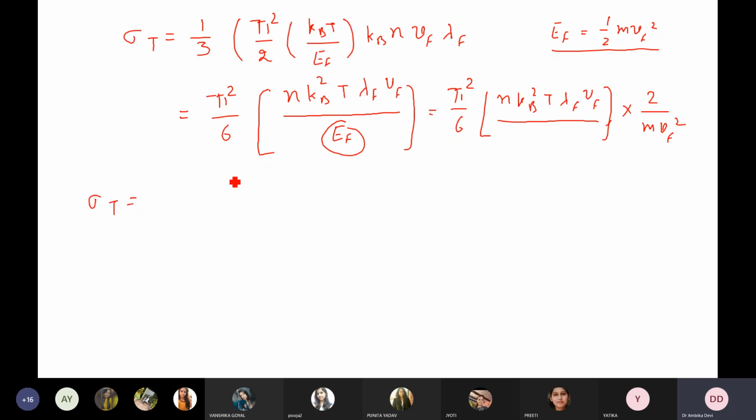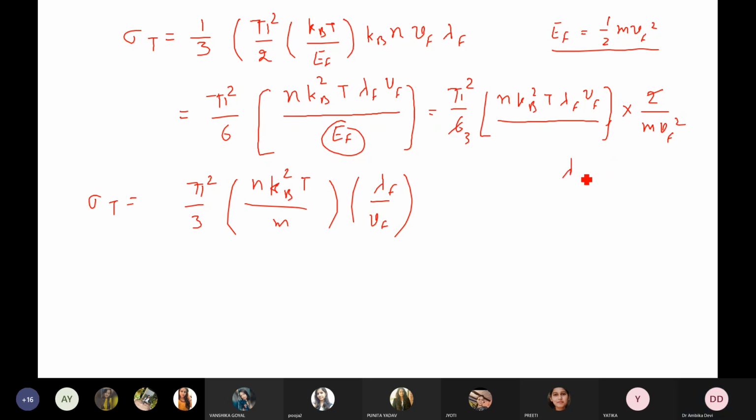This is equal to 2, here it will become 3. So this is pi square by 3 and n kb square t divided by m and lambda f upon vf we will take outside. Okay. So this is lambda f by vf. What is lambda f by vf? Lambda f by vf is known as the relaxation time of the electrons at Fermi level.